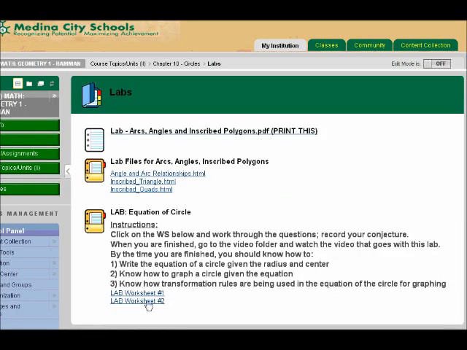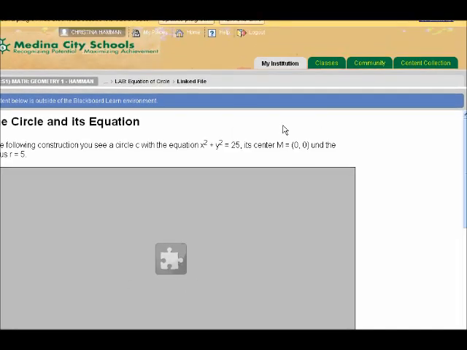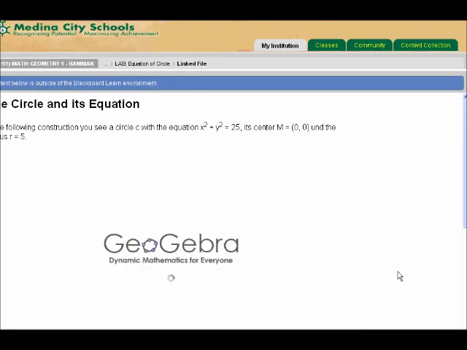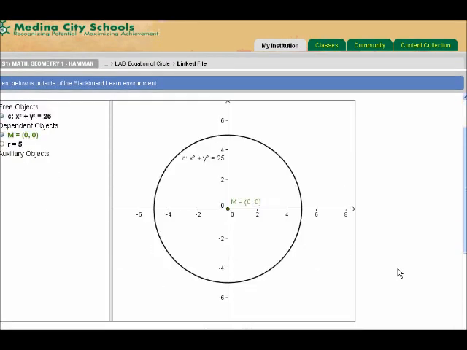Okay, so if we go back and look at worksheet 2, this one was similar, just a different idea. You were able to input your own equations. Here we have a circle. The equation was x squared plus y squared equals 25. So that tells me that I have a center point at 0, 0, because there's no h or k. And my radius is the square root of 25, which makes that 5.